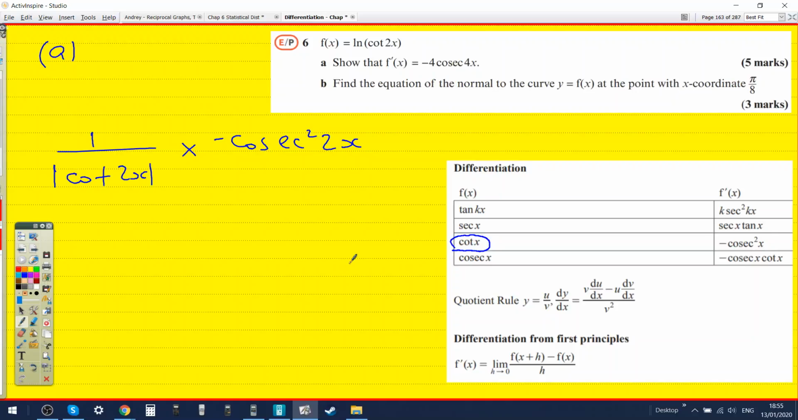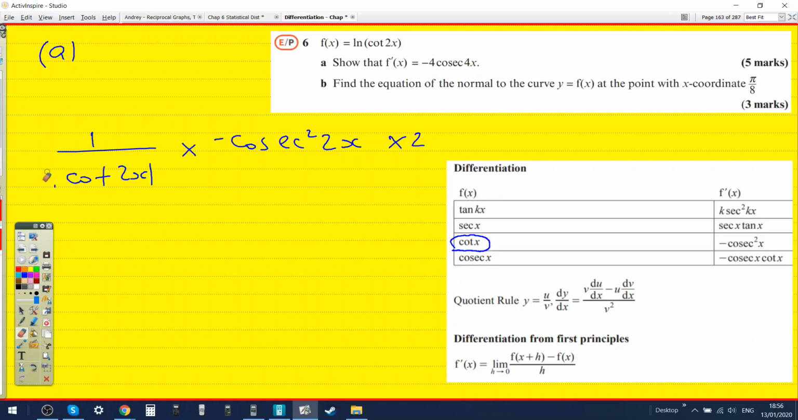And is there... Which rule was it where you had to put the multiplying thing in front as well? It was k cosec, whatever, kx. So that's up here. That's tan kx. Okay. So minus cosec squared x times 2. Yes. The magnitude of cot 2x.